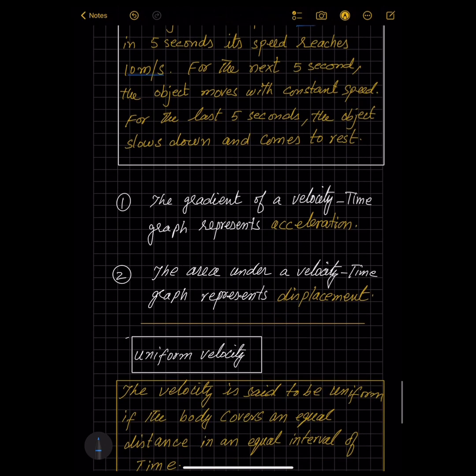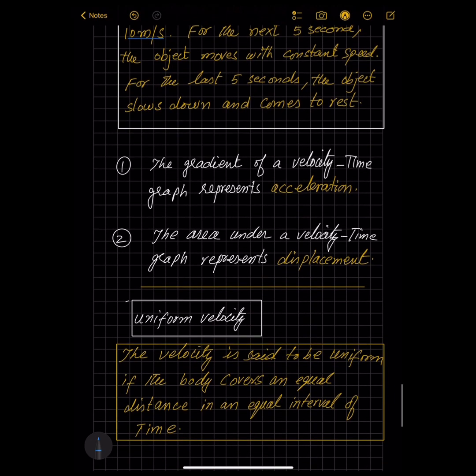So next is the definition of uniform velocity. What is uniform velocity? The velocity is said to be uniform if the body covers an equal distance in equal intervals of time.